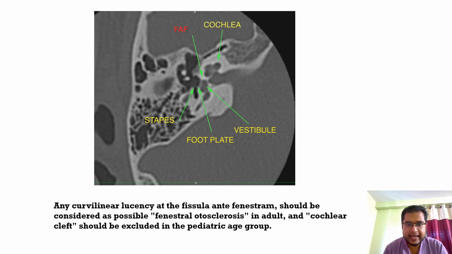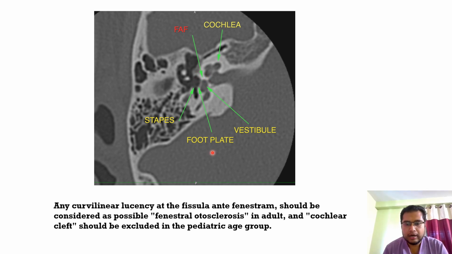Now coming to the exact location of fissula ante fenestram, that is the origin of the fenestral otosclerosis. So this is the fissula ante fenestram. This is a normal fissula ante fenestram that is just anterior to the oval window. These are the limbs of the stapes and the foot plate of the stapes. Attachment of the foot plate of the stapes at the oval window, and just anterior to it is the fissula ante fenestram. This is the middle and apical turn of the cochlea. This is the vestibule. So this is the stapes, and the foot plate of stapes attaches here, and just anterior to it is the fissula ante fenestram.